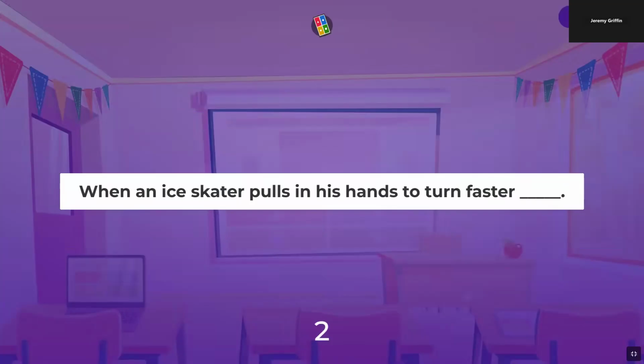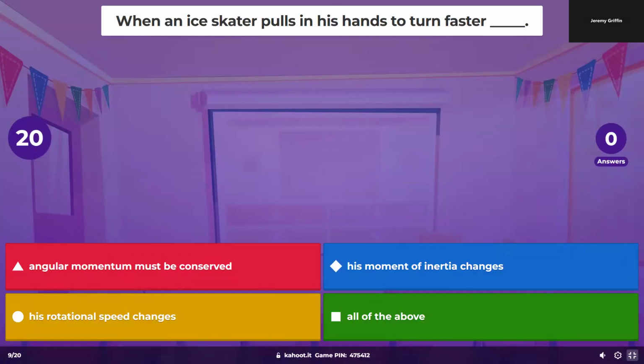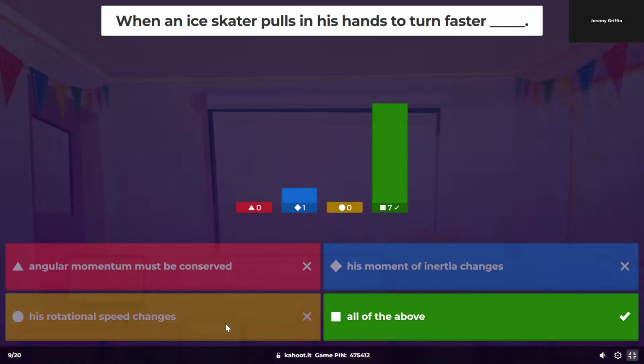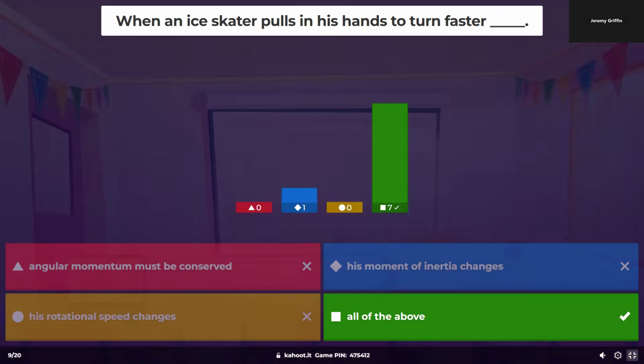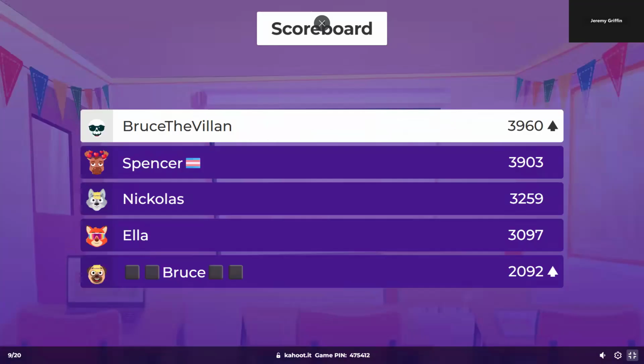Ice skater pulls his hands in to turn faster. The angular momentum must be conserved. Maybe the moment of inertia decreases, the rotational speed increases. Yeah, all the above. Isn't that exactly that right there? Same idea. Yeah, that's what it's saying.